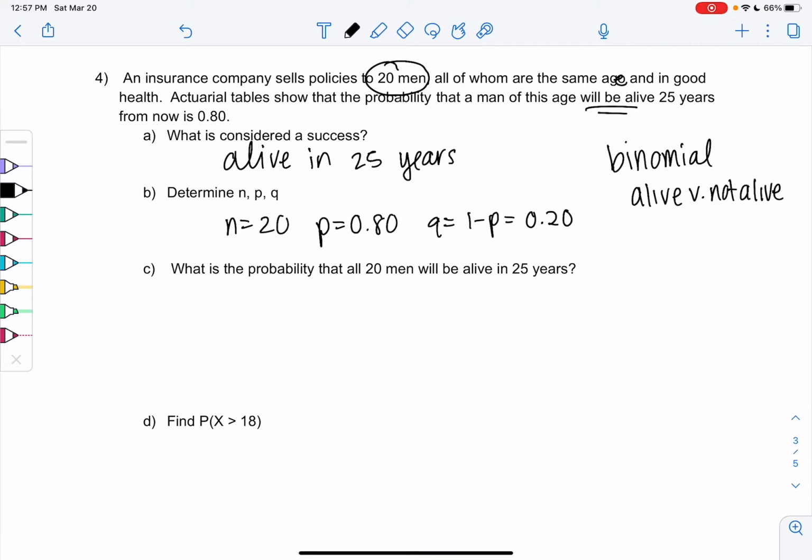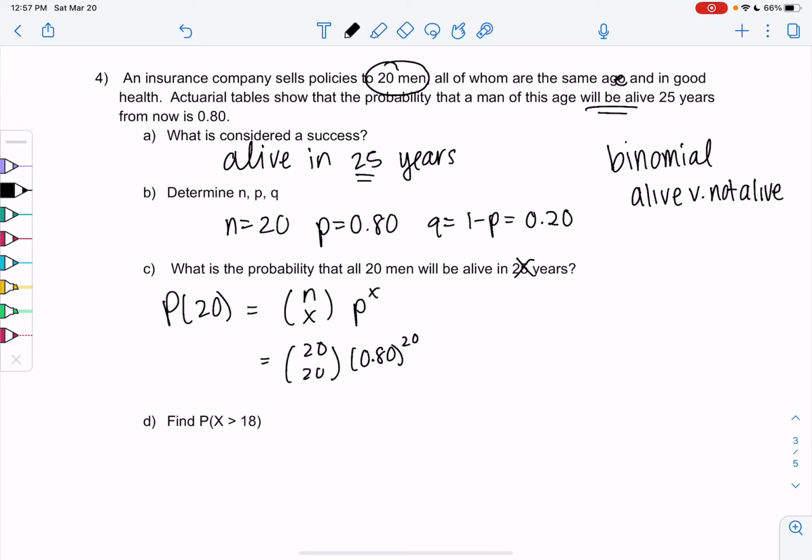For part C, the probability that all 20 men will be alive in 25 years. The 25 years is irrelevant to the math, it's just part of the success. So for P of 20, we're going to use the binomial formula and choose X, which would be 20 choose 20, times P to the X, sorry. So 0.80 to the 20 for 20 to be alive, and then Q to the N minus X, which means 0.20 to the 0. So this just tells us 20 alive, 0 not alive.